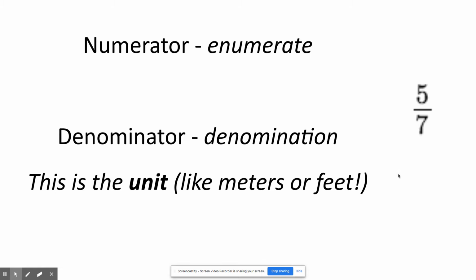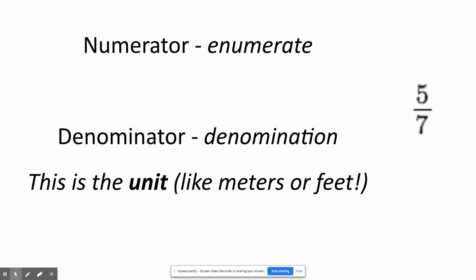So the origin behind each of these words, the numerator comes from the word enumerate, or make numbers. The bottom, the denominator, comes from the word denomination. So you can think of denomination like denominations of money or denominations of religion. So it kind of splits them up into different groups. It's also good to think about this like the unit.